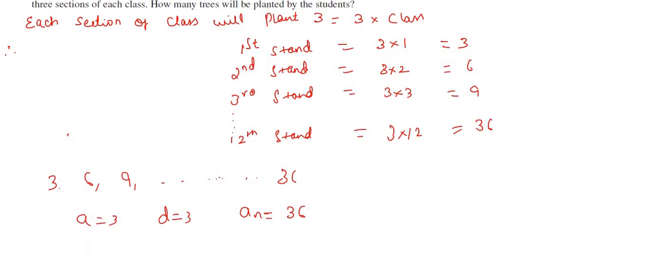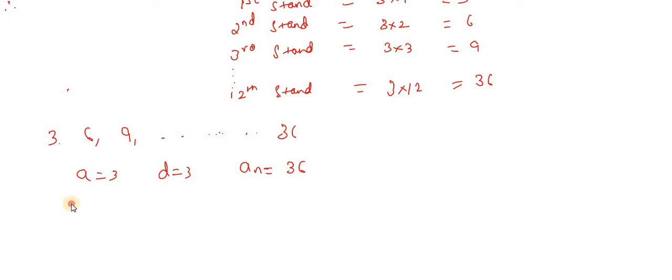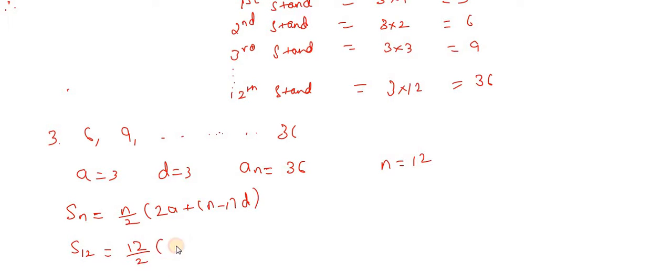Now we know that Sn is equal to n by 2 into 2a plus n minus 1 into d. So here what is n? Here n is equal to 12. Why? Because they have a total of 12 classes. So here S12 is equal to 12 by 2 into 2 into a value 3, plus 12 minus 1 into d. D value is also 3.